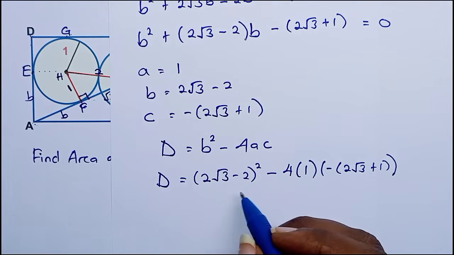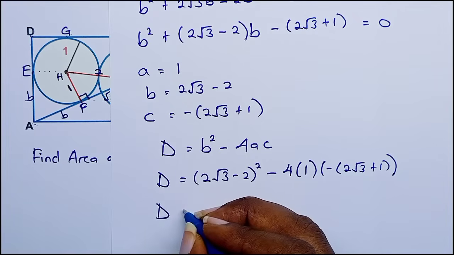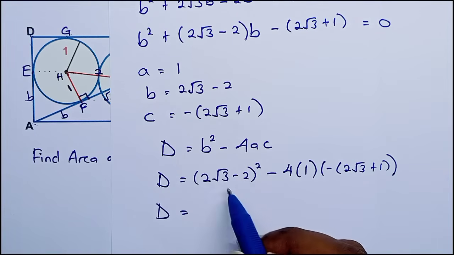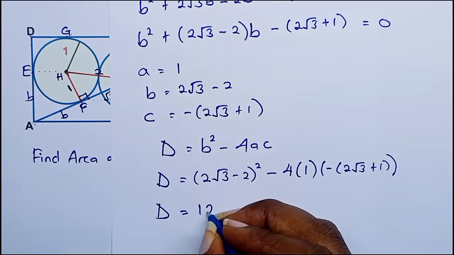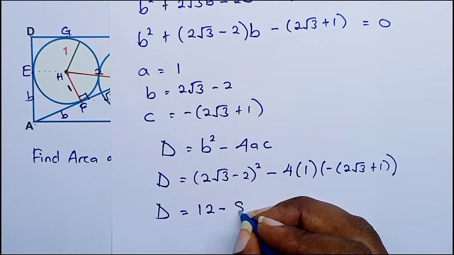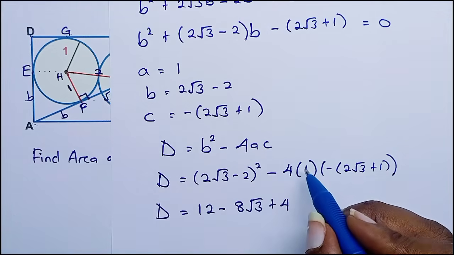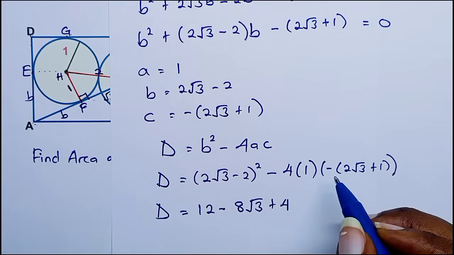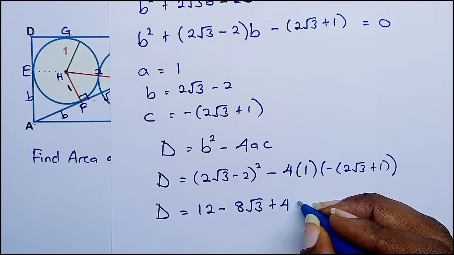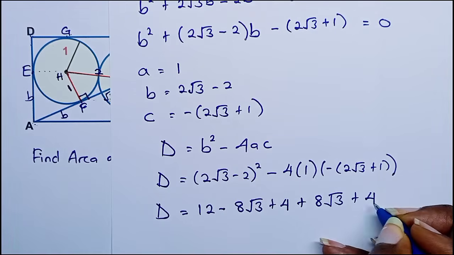So let us expand them. So we shall have D being equal to, when we expand this one here, we get 12 minus 8 root 3 plus 4. Then this one here, when we expand it, we get plus 8 root 3 plus 4.